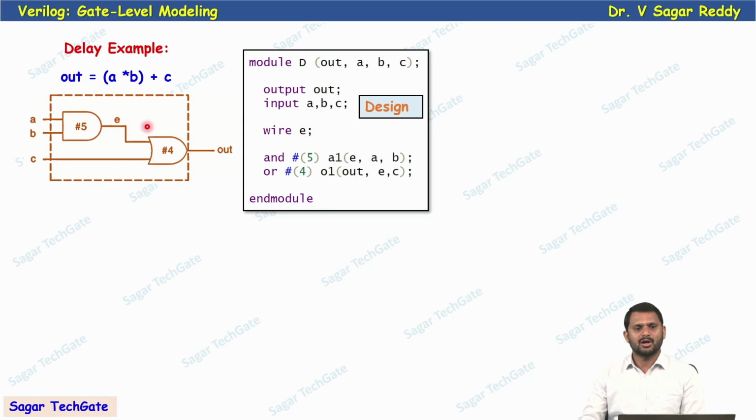So wire E. Now I instantiate this AND gate, and the delay associated with the AND gate is #5, A1, which is an instance name. E is the output for this AND gate and the 2 inputs are A, B. In the same way, I instantiate the OR gate with a delay #4, which is 4 time units delay, instance name O1. This has 2 inputs: one is C, and the other input is the output of the AND gate, E. So (out, E, C). This is a simple way we can write gate-level Verilog code for this circuit.